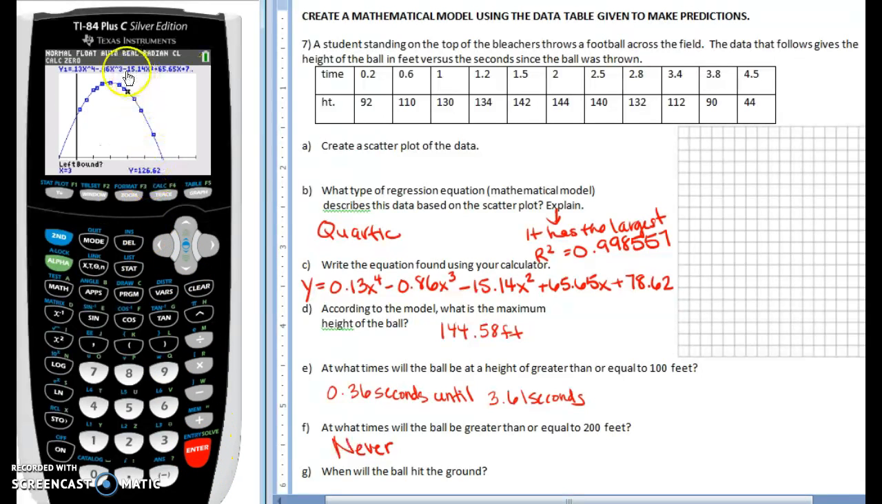Push enter. Again, it's going to ask me left bound and right bound. I'm trying to find this point. So I can use my cursor to be to the left, push enter, and then use my cursor to be to the right, which I can't really see because it's underground, and then I just push enter for guess, and it turns out the ball does hit the ground at about 5.02 seconds. If you used different decimal places, your answers are going to be different.